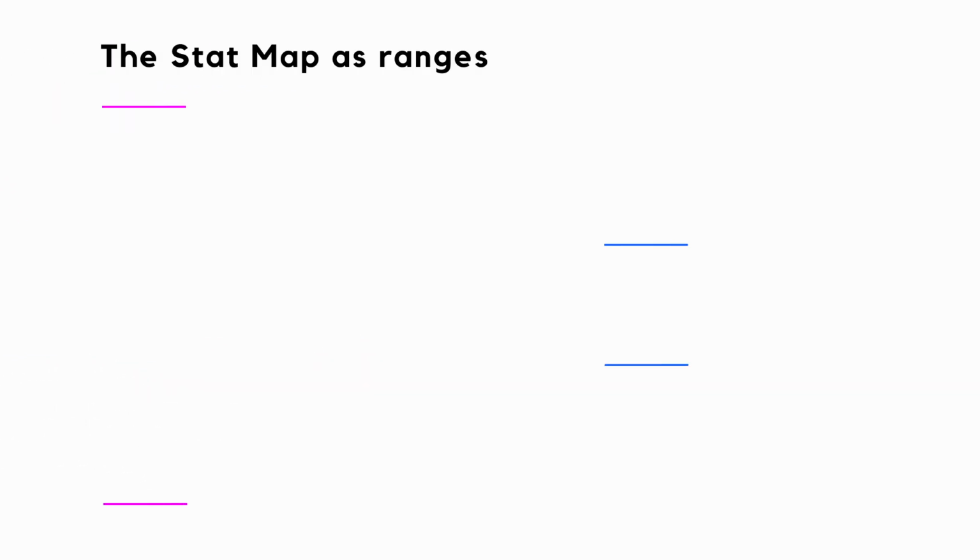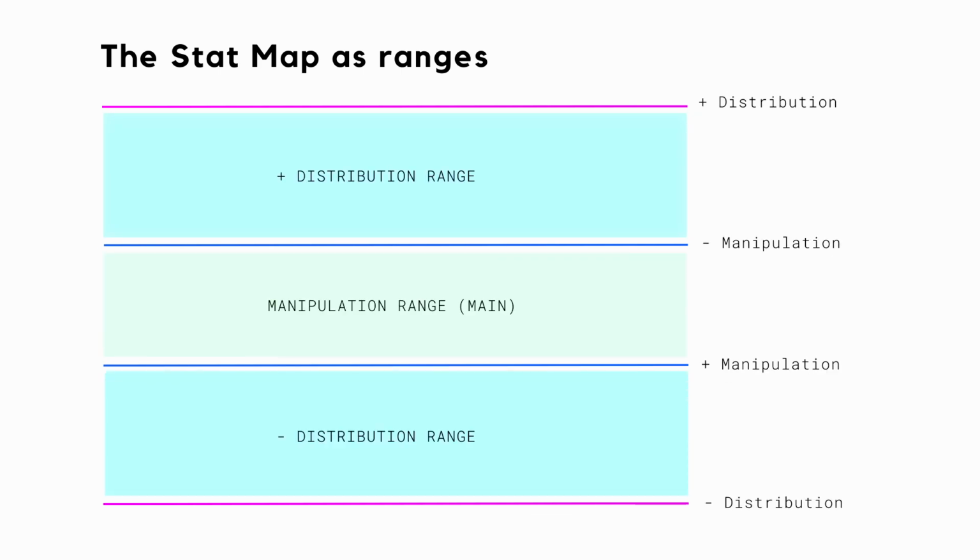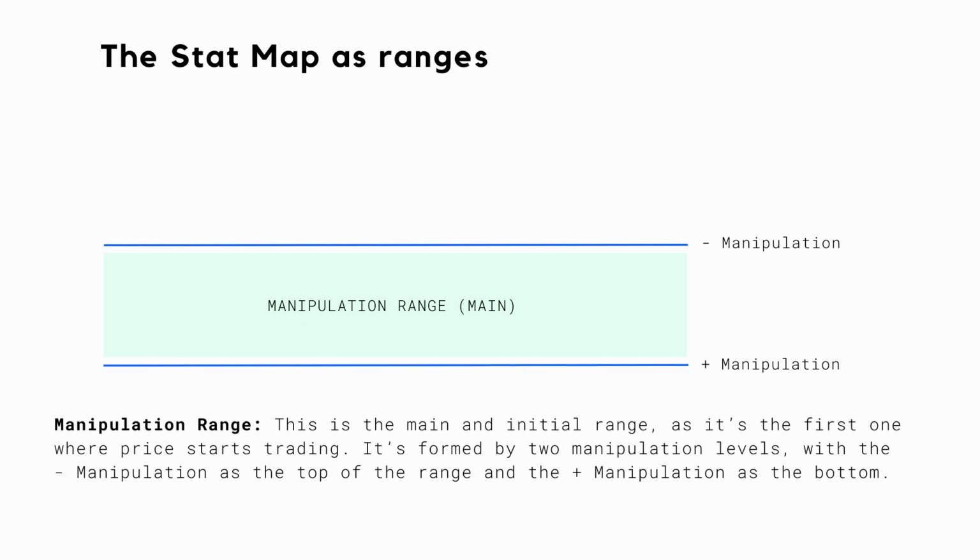I try to simplify things as much as possible, so over time I started seeing the StatMap as ranges. I would want to see price reach one of the range extremes to start looking into positions. Let's visually see how these ranges would look within the StatMap and what we can expect from them. Let's check out the first range.